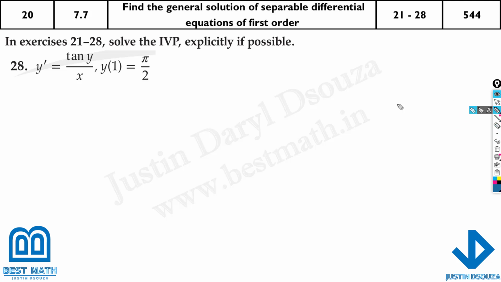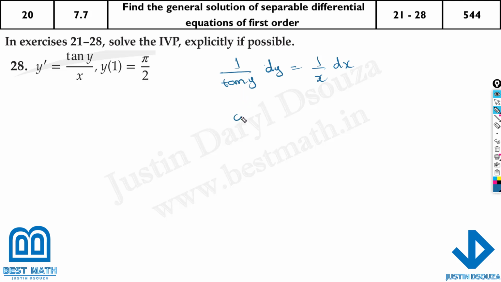Now another one, it's tan over here and it goes to the other side. So it'll be 1 by tan. So 1 by tan y dy will be equal to 1 by x dx. And we have pi by 2. It is similar to what we did just now. But how would you solve this?